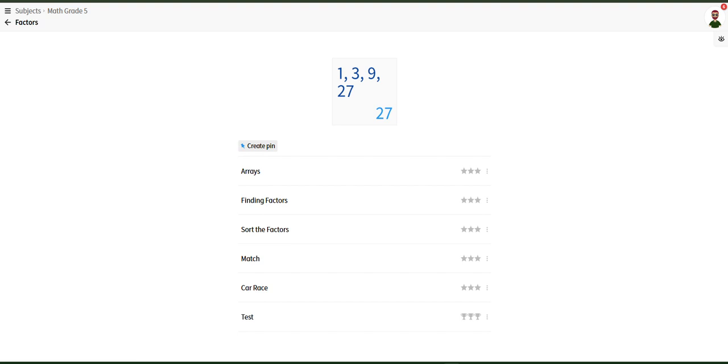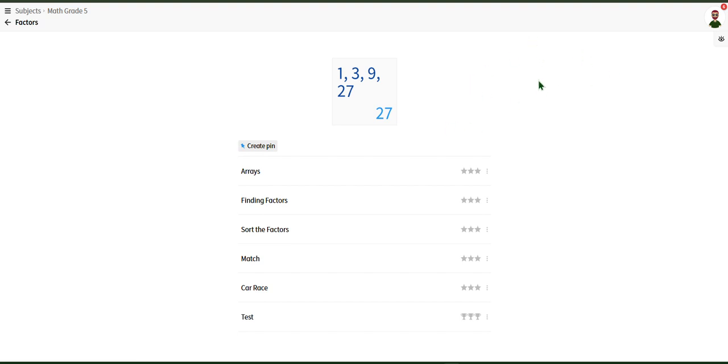It is factors. So what is a factor? A factor is something that multiplies with another factor to make the result, or the product. So if I have 27, my factors are 1, 3, 9, and 27, and I know this by my multiplication facts: 1 and 27 make 27, and 3 and 9 when I multiply them together.